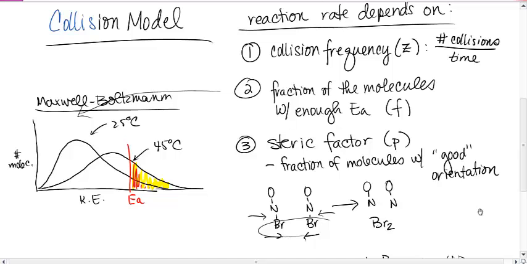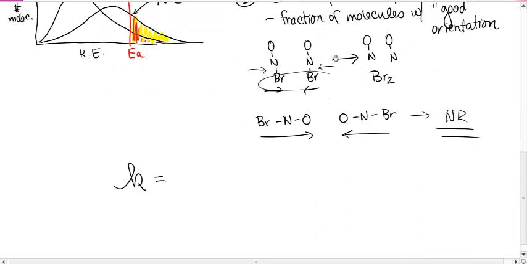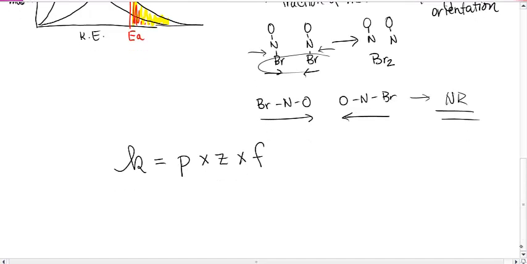They can calculate numbers for these things. And they say, hey, the rate law constant is a result of multiplying all of those together: the steric factor times the collision frequency times the fraction of the molecules with good activation energy. And then they do a little bit of mathematical manipulation.